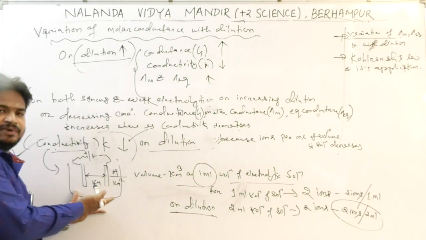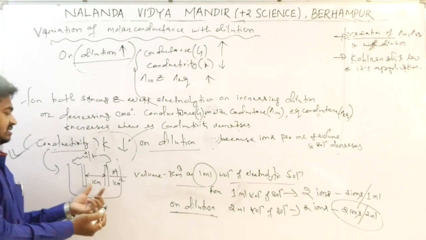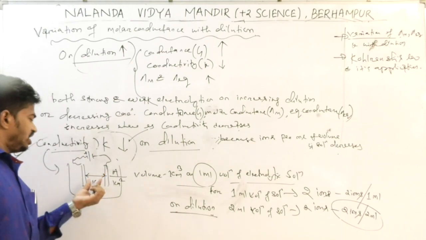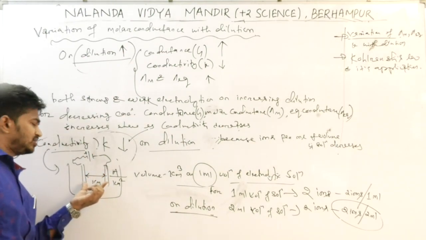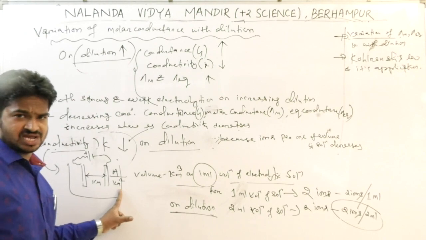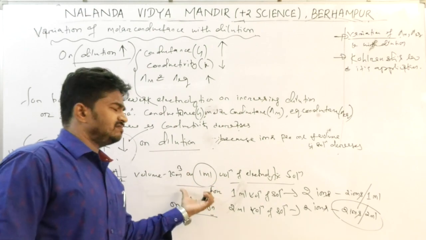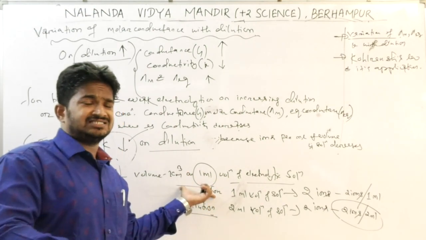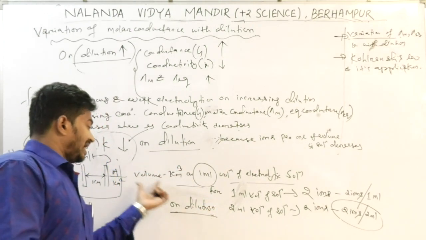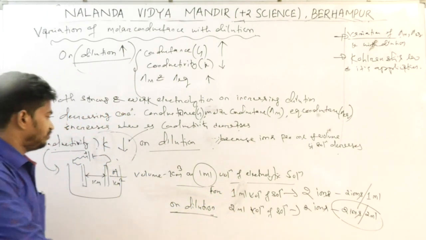I explained all these things so you understand properly that conductivity is the conductance produced by the ions when the electrolytic solution is placed between two electrodes 1 cm apart with area of cross section 1 cm², so the volume is 1 cm³, or 1 ml. Whatever conductance is produced from 1 ml of solution is conductivity. On dilution, the number of ions per ml decreases, as a result of which conductivity decreases.